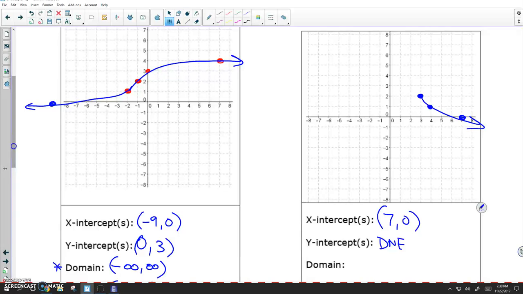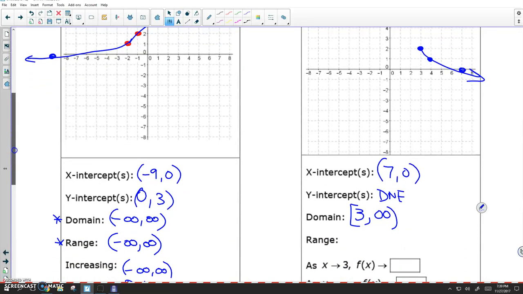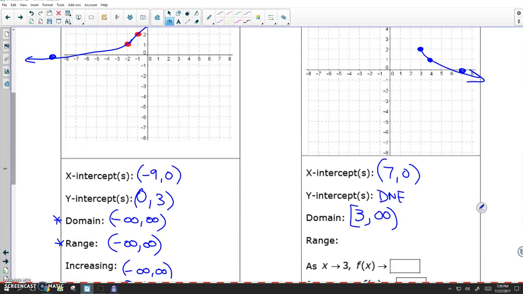The domain, so our domain from left to right starts at 3. And it's including 3. And then it goes to the right forever, so it goes off to positive infinity. A lot of people think that's a negative infinity because the graph's going down, but domain is not about up and down. Domain is about left and right, and that graph is going to the right forever. Your range from the lowest to the highest, this graph continues forever. So it's coming from negative infinity, and it's going up to the highest point, which is at 2.